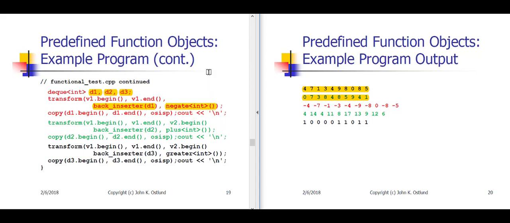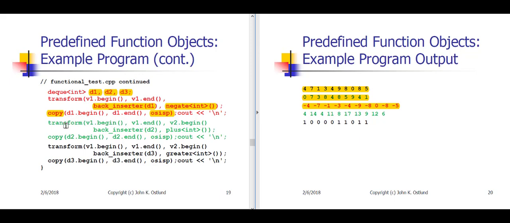Alright, so this notation, negate, angle bracket, int, close angle bracket, and then open close parenthesis, creates a negate function object for ints. And that negate function object is going to be applied first to the initial element of v1, then to the second element of v1, and so forth, with the results being put into d1. When I use copy to display d1, values separated with spaces, sure enough I see that the red output here on slide 20 is simply the negative of the values in the first line of output.